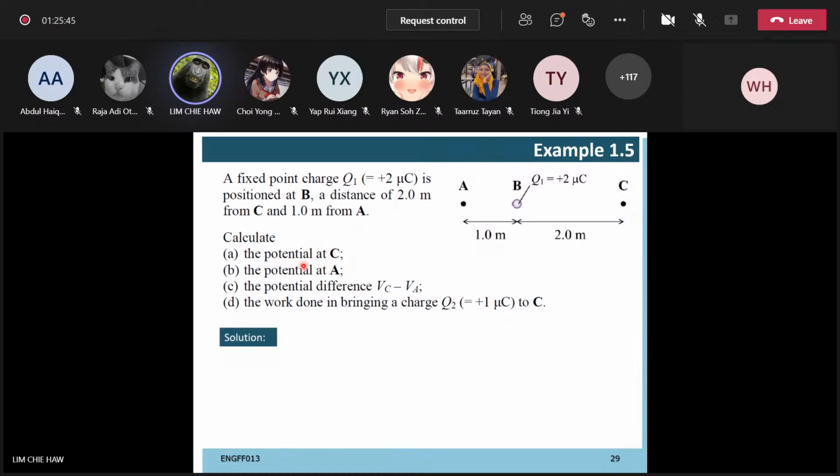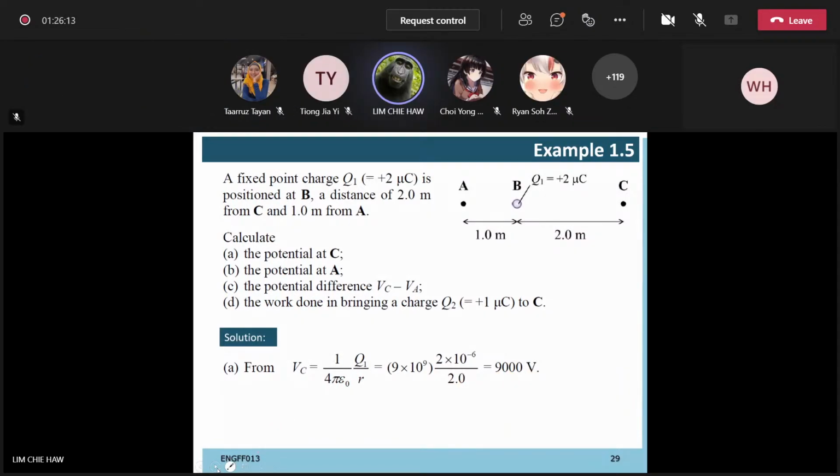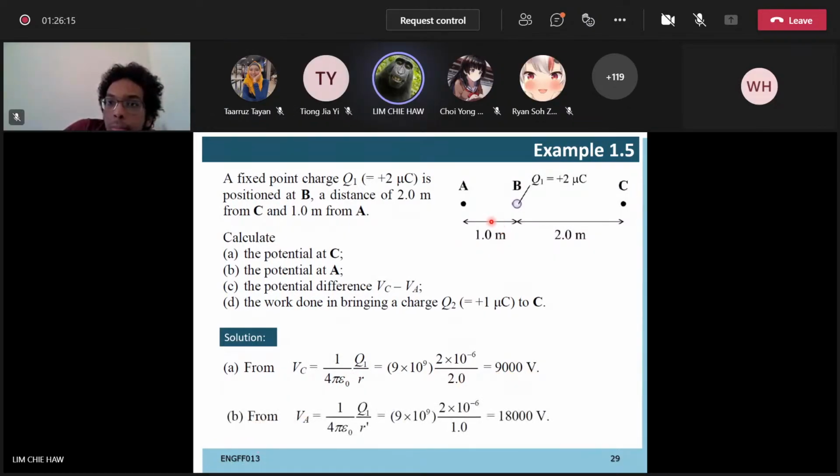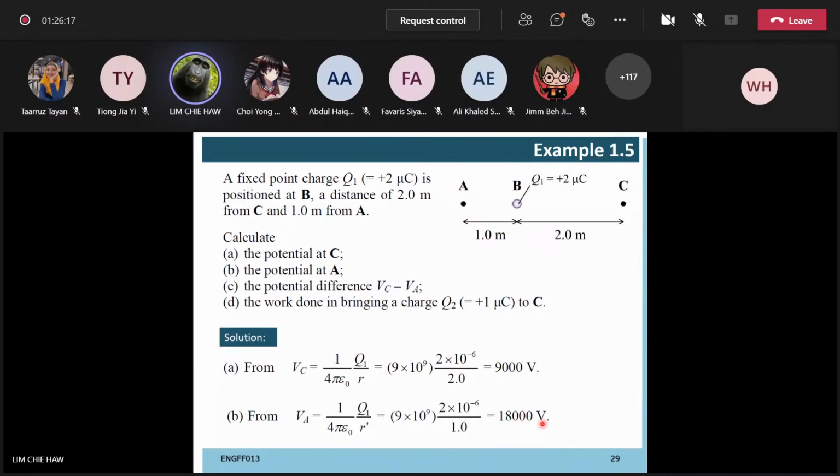We already know that potential depends on two items. It depends on the charge of the source and it depends on the distance to the target, isn't it? When we say potential at C, C will be the target. When we say potential at A, A will be the target. So the calculation will be very straightforward. VC, we will take this distance, 2 meter, we get 9,000 volt. And VA, we will take this distance, we get 18,000 volt.